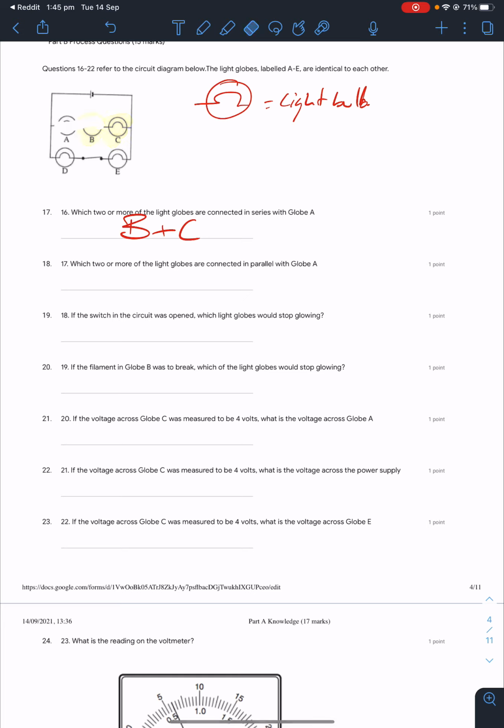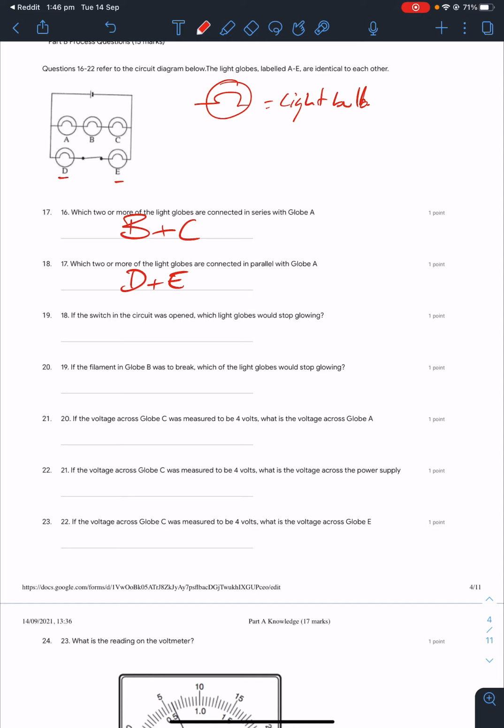Alright, let me erase that. I'm going to scribble all over it. Two or more lights that are connected in parallel with globe A. Okay, parallel means they're on their own separate line, and that is the other globes D and E. They're on a different part of the circuit. There's some shared parts, but it's on its own parallel with A. So it's D and E, and again, you needed the 2 to get the mark.